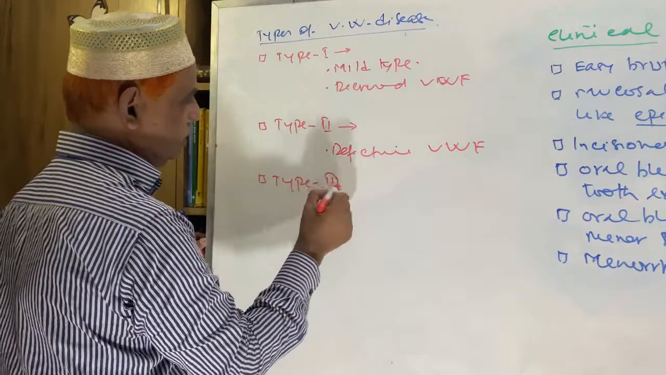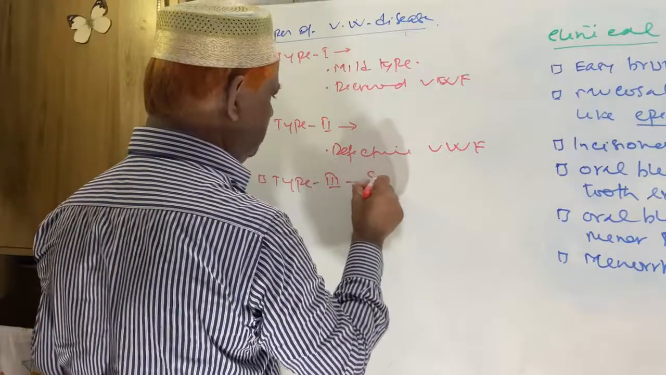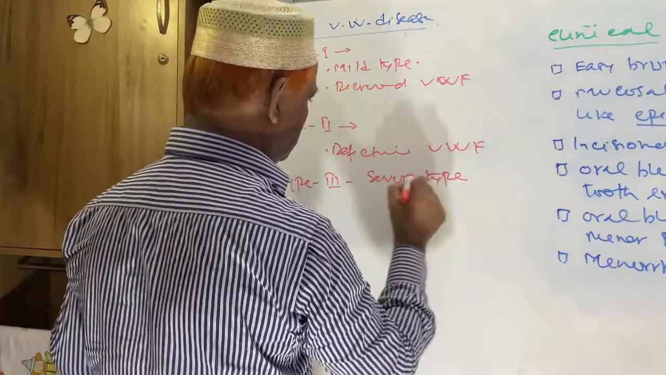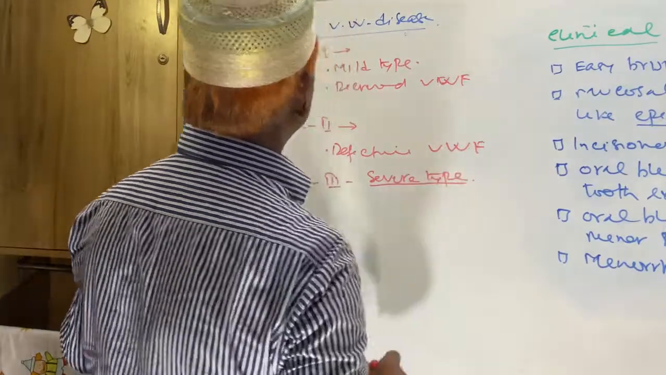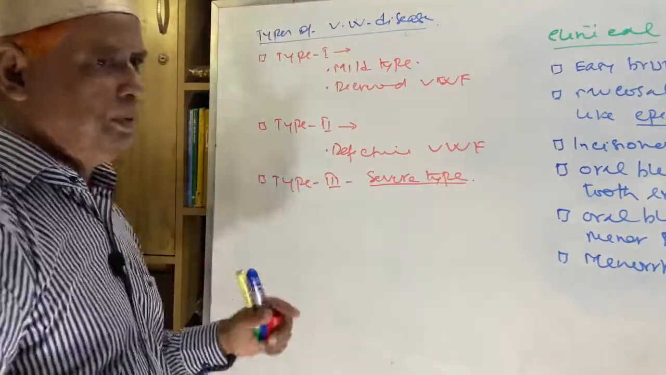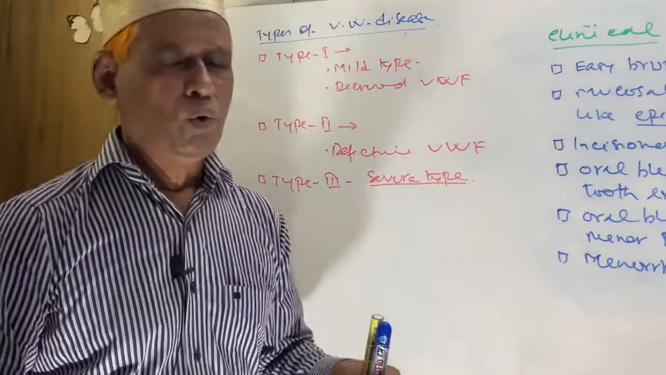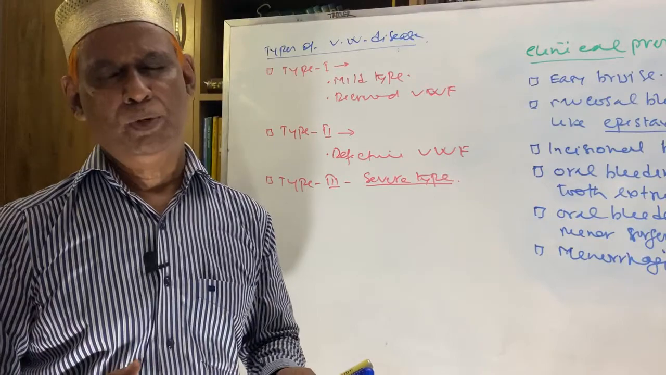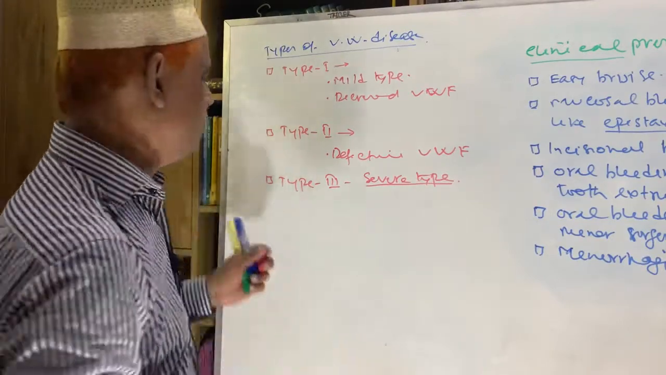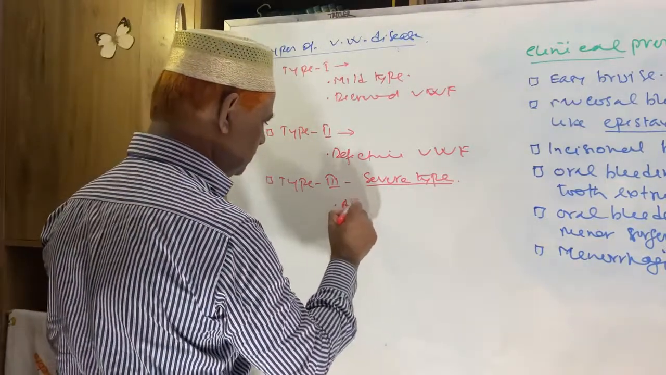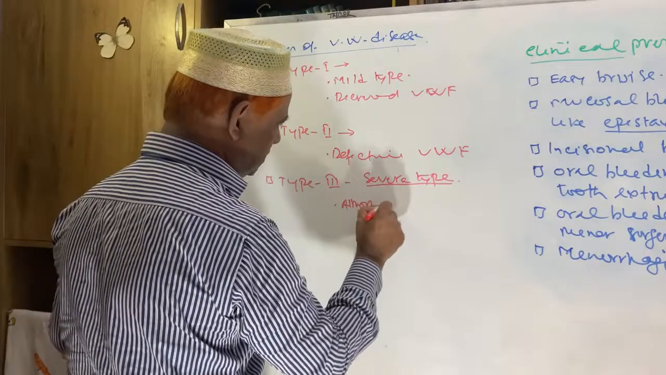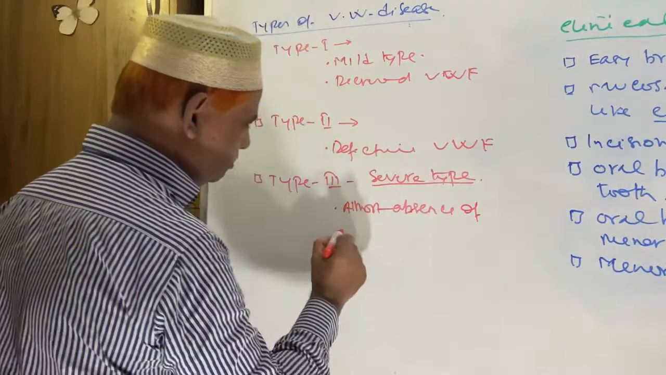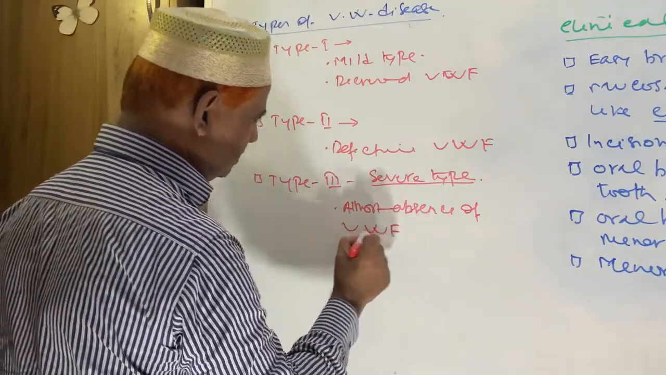Type 3. It is very severe type of von Willebrand disease. What happens here? Here there is almost complete suppression of synthesis of von Willebrand factor, almost absence of von Willebrand factor.